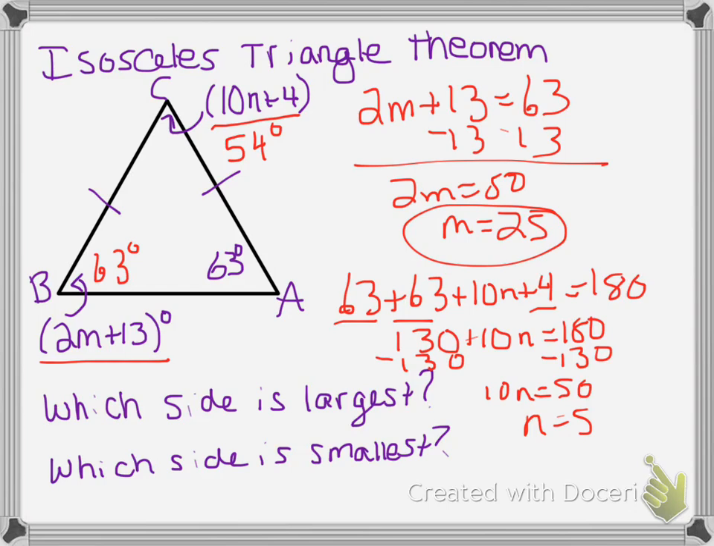Now, I kind of added one in here. Which side is the largest? We know that the largest side is across from the largest angle. Well, we have two equal sides, so that would be AC and BC. And the smallest side is across from the smallest angle, so that would be AB.